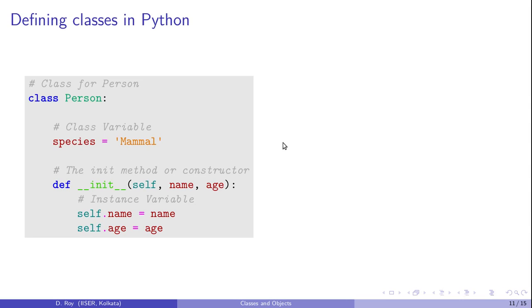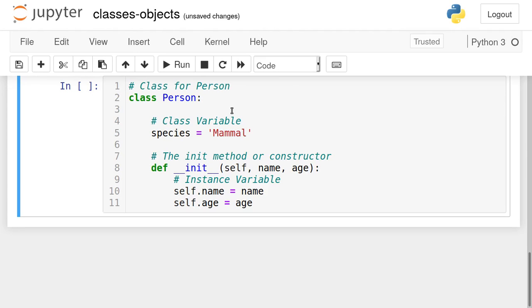Now look at another example. Here I am defining a class called person, which contains one class variable attribute called species, initialized with the string mammal. It contains another attribute, init, which is a special attribute. Using this init attribute, I want to initialize the name and age of some species of type mammal. I have written the same code here.